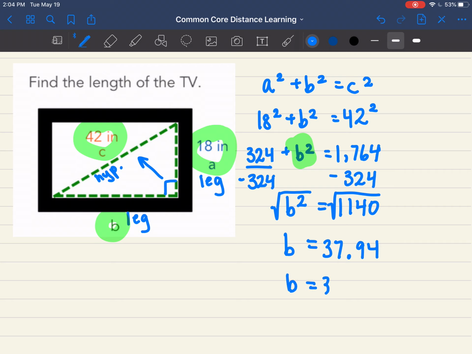I like to either say two numbers or one number after the decimal place. Right now, I'll round this to the tenths place. So I have 37.9 inches. That's my length of B. And I found the missing length in my triangle. Let me know if you have any questions.